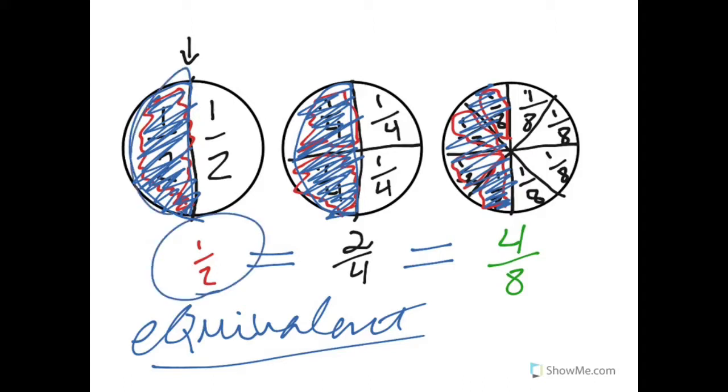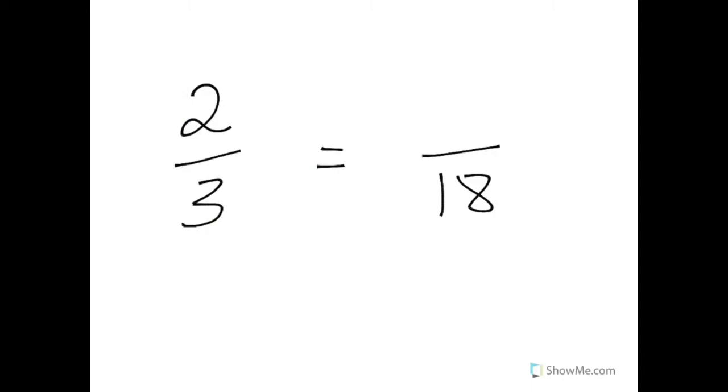1/2, 1 slice out of 2 is a bigger slice than 2 slices out of 4. It's not a bigger slice, but the 1 slice is bigger than each of the individual slices. The size is still the same as the whole. Let's keep going.